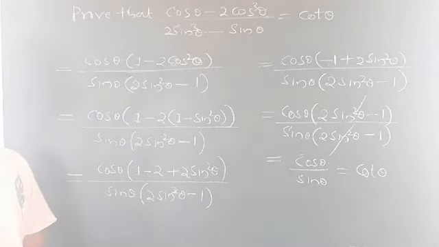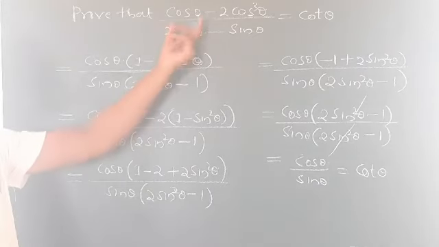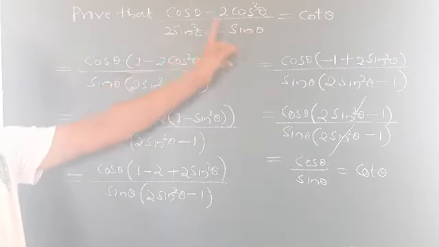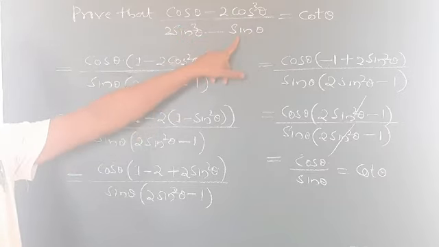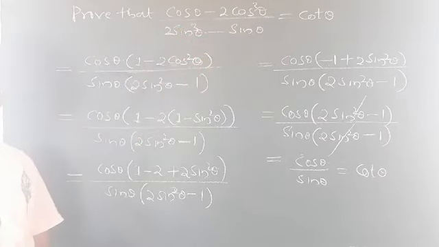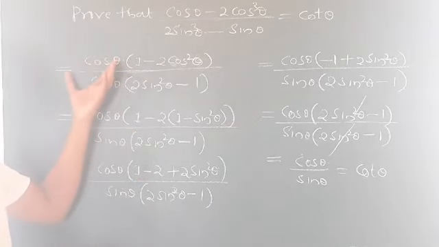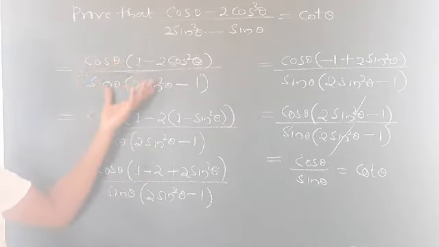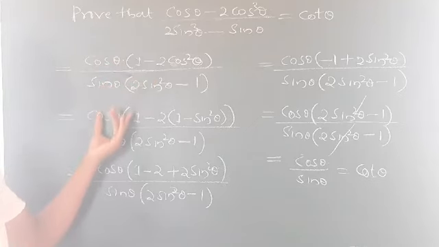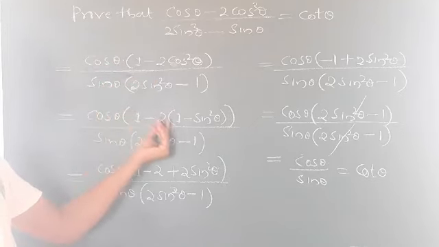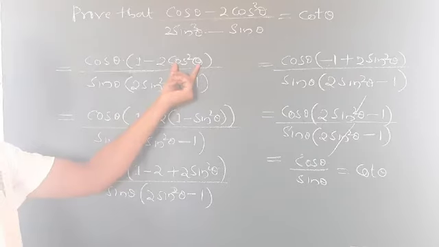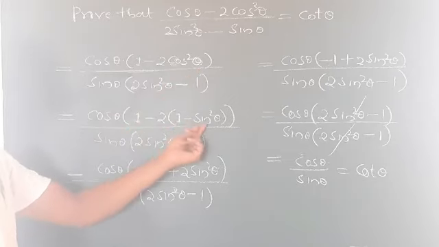This is a very simple problem. I hope you understood very well. Let me explain one more time. They have given cos theta minus 2 cos cube theta by 2 sin cube theta minus sin theta, and we need to prove cot theta. You can take cos as common from the numerator, and sin as common from the denominator. Once you have taken common, now 1 minus 2, and you can split it again using the first identity: sin square plus cos square theta is equal to 1. So this becomes 1 minus sin square theta.